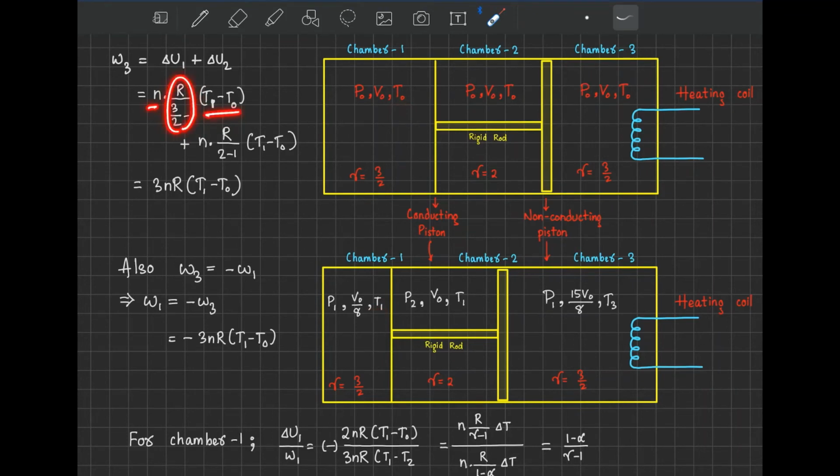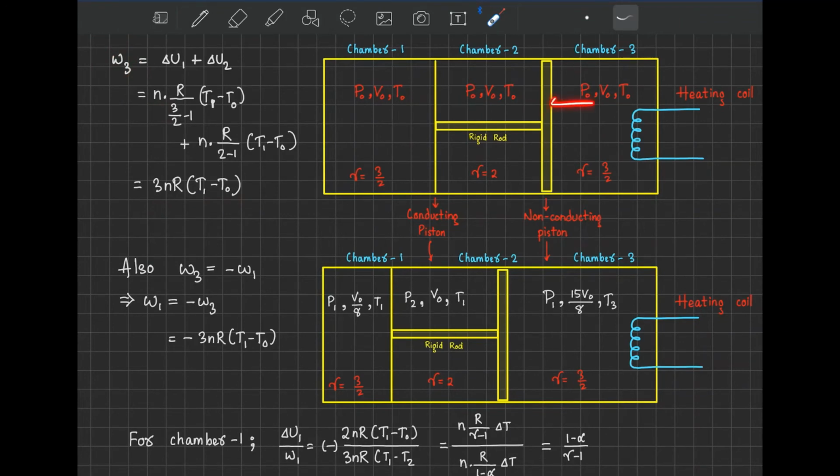So n Cv dT for chamber 1, and for chamber 2 also n Cv dT. By solving this, we get 3 nR dT. How am I writing n the same for chambers 1 and 2? Because P0, V0, T0 are the same. If we put PV equals nRT, R is the universal gas constant, so it is fixed. For all three chambers P, V and T are the same, which means they must have the same n. So all these chambers have the same number of moles. So we got W3 as 3 nR (T1 minus T0).